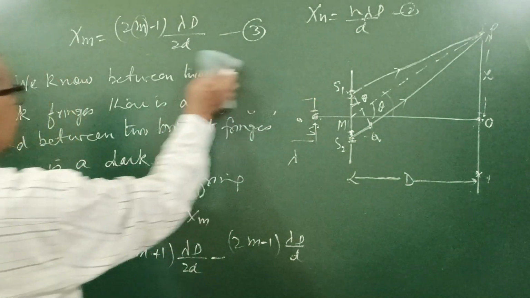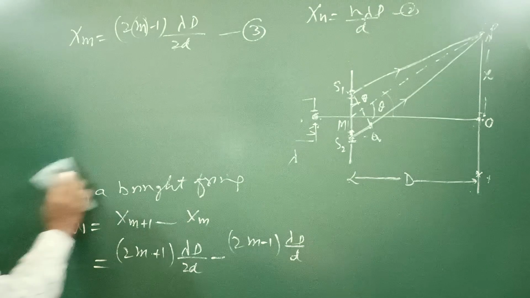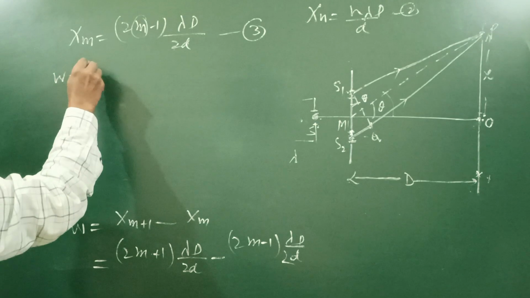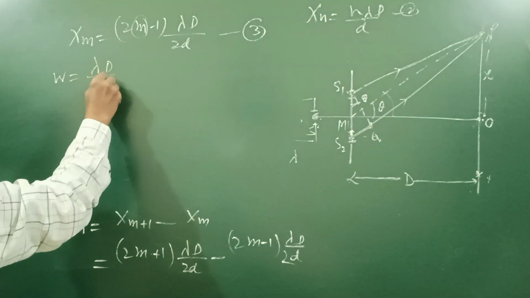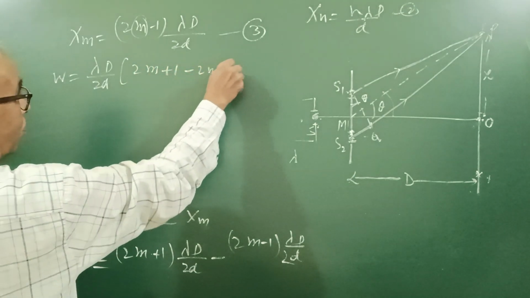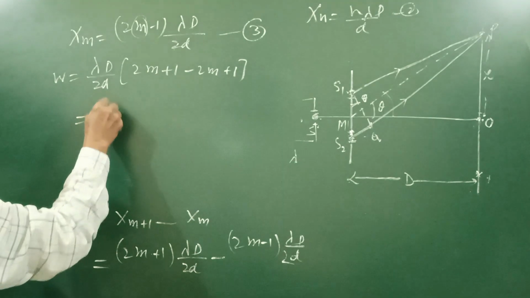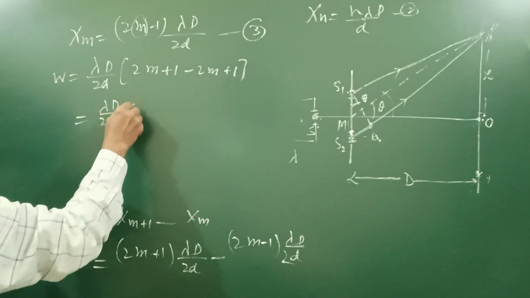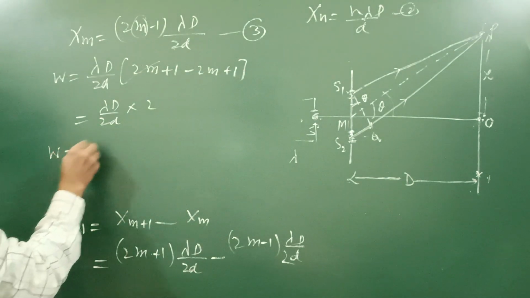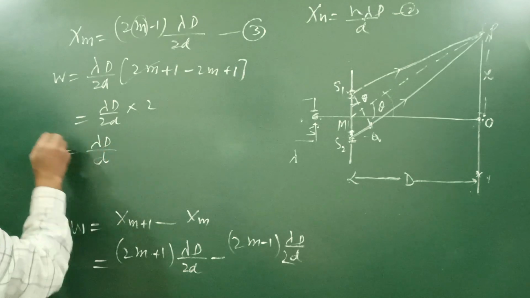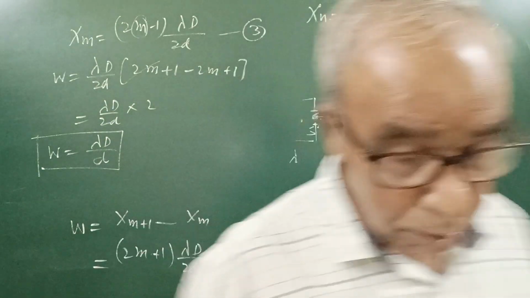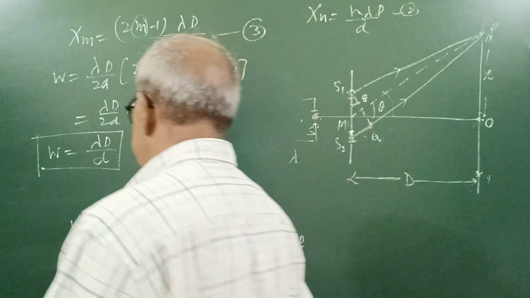Here what is common? Lambda capital D upon 2d is common. So W is equal to lambda D upon 2d into (2m plus 1 minus 2m plus 1). So what is left is lambda D upon 2d into 2; 2m cancels. So the width comes out to be lambda D upon small d. This is the width of a bright fringe.